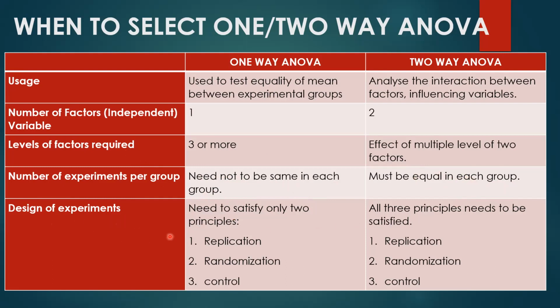Then design of experiments. For one-way Anova, you need to satisfy 3 principles: replication, randomization, and control. So you must have a control experiment there. But you should be doing all these 3 in all kinds of experimental design anyway. Randomization means that you must select your samples randomly. Replication means that for each factor, you must do the experiment 3 times or 2 times. If you don't do the experiment at least 2 times, you will not be able to get means, because you need 2 or more to calculate a mean. Then you must have a control.